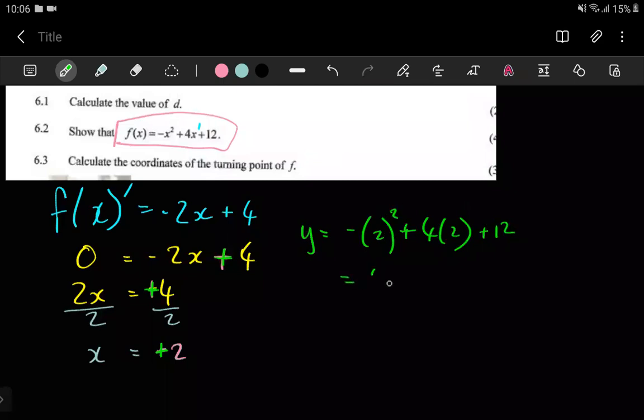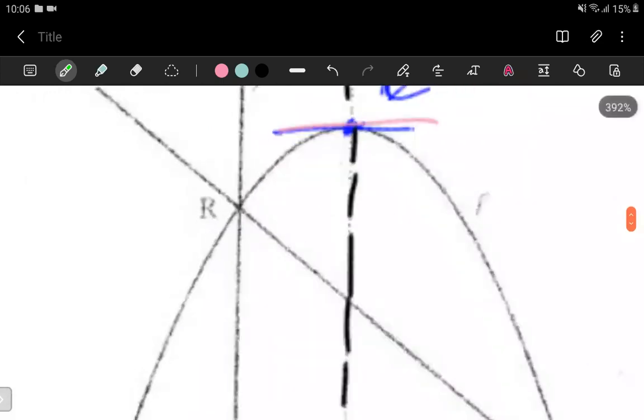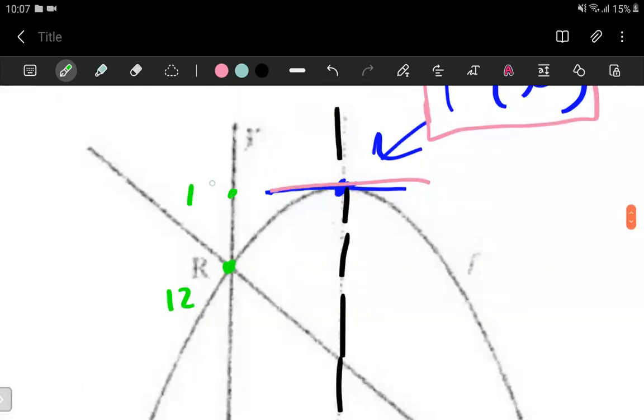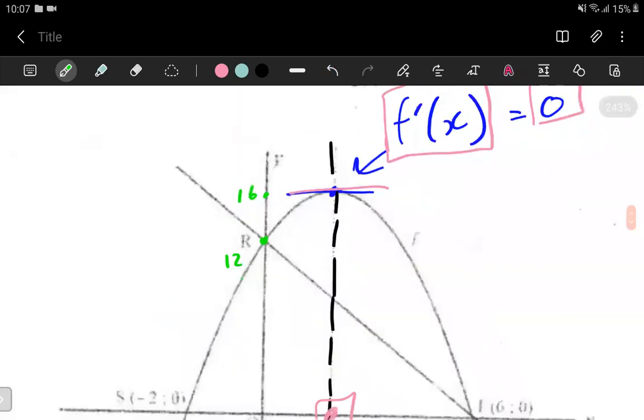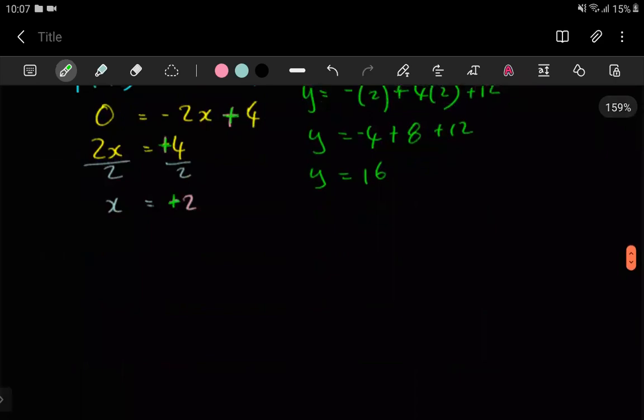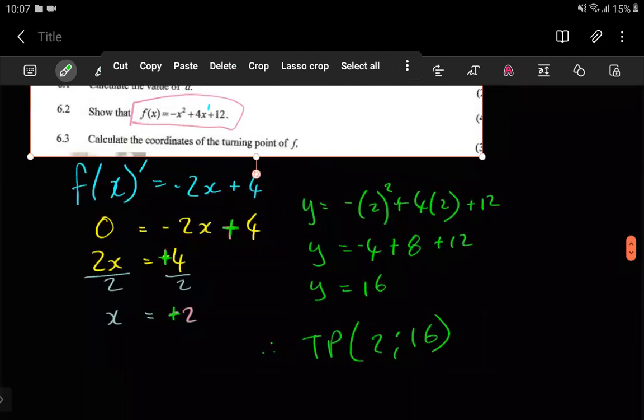2 squared is 4. And then 8 plus this is 20. 20 minus 4 is 16. And then you check. That kind of makes sense because if the y value here is a 12, it makes sense that up there we have a 16. Are we getting a 16? Yeah. So here we can say, therefore, the turning point is just (2, 16). And then they'll give us those 3 marks as promised.